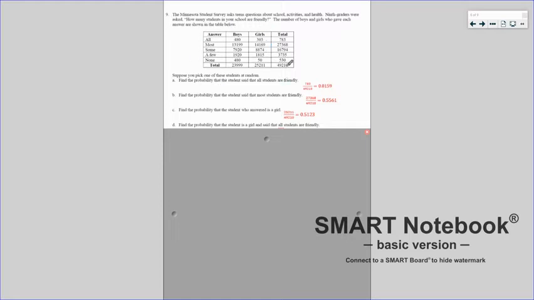Find the probability that the student is a girl and said that all students are friendly. So because I have all of this data in the table, I can just look at that cell right there, 303 out of 49,210.